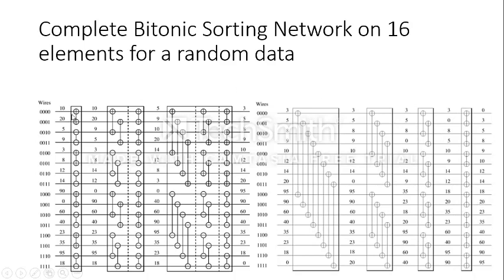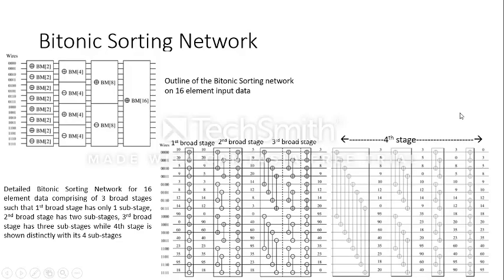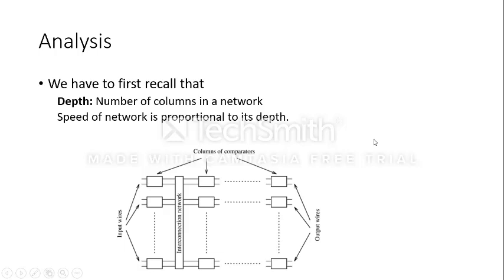So in this way, stage 1 has 1 column, stage 2 has 2 columns, stage 3 has 3 columns, and stage 4 has 4 columns. This is the same thing that I have explained earlier: with respect to stage 1 there is one column, with respect to stage 2 there are two different substeps, with respect to stage 3 there are three substeps, and with respect to stage 4 there are four steps. Now we should analyze the working of the sorting network.